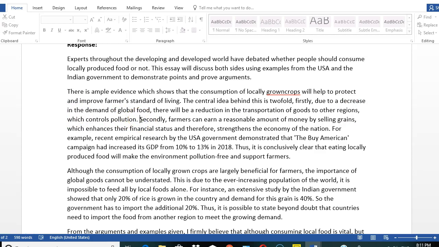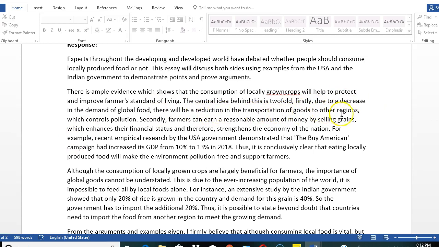Okay. Sentence structure first. The central idea behind this is twofold. You can go two ways. You can either remove this comma and put a colon and go on with firstly, comma, reason, or better, because you have secondly as a separate sentence, you can create appropriate parallelism which will play positively for your sentence structure score, which is grammatical range and accuracy, and you can put a full stop after twofold, capitalize firstly and go on.